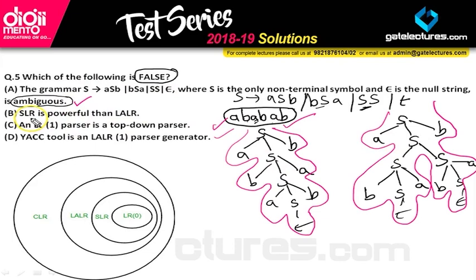So the next option, SLR is more powerful than LALR. No, this is false. In this diagram and in the previous fourth question itself, I have shown that SLR is not more powerful than LALR.